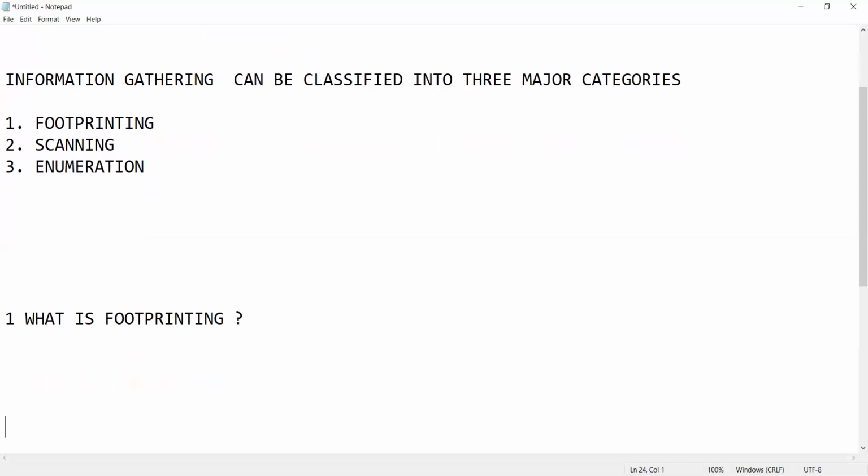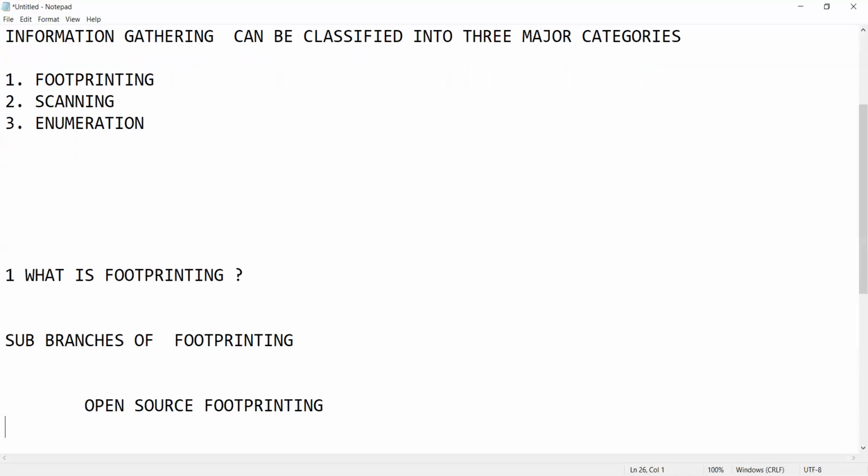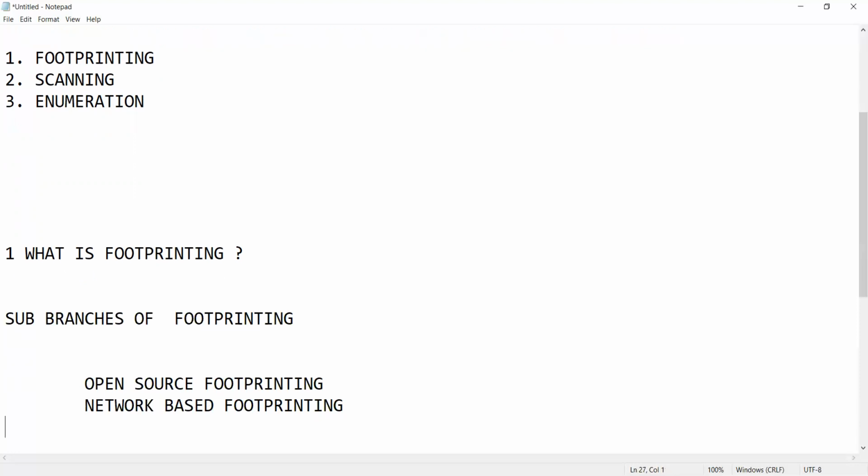Okay. And what are the sub branches of footprinting? The sub branches of footprinting will be, first one is open source footprinting. Next comes network based footprinting. Next comes DNS footprinting.